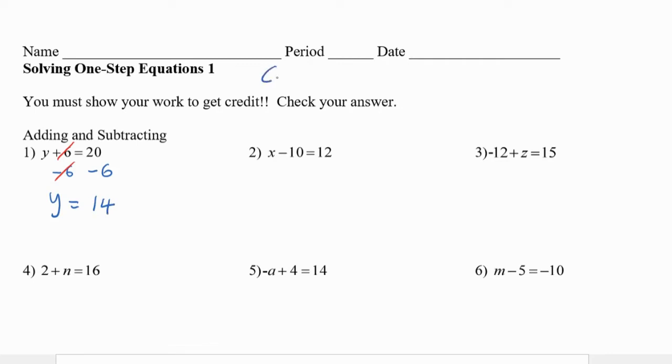Your goal: isolating x or y or z. Isolating the variable. So that's your goal.